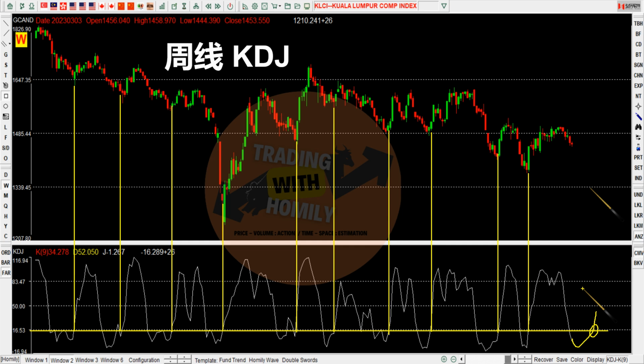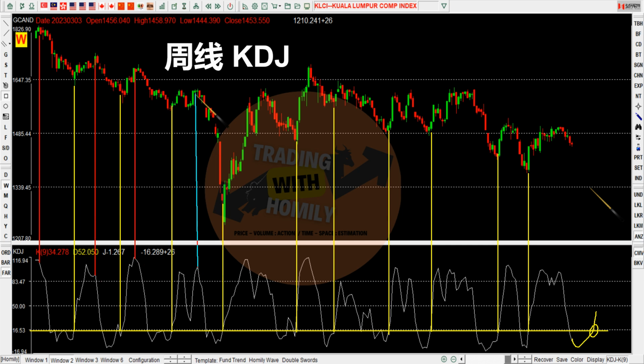Okay, and how about the medium top? Also very easy. How? Every time when the J line turns downward here, we can say it is a medium top area. So, in these 5 years, every time by using this method, I can sell high and buy low.